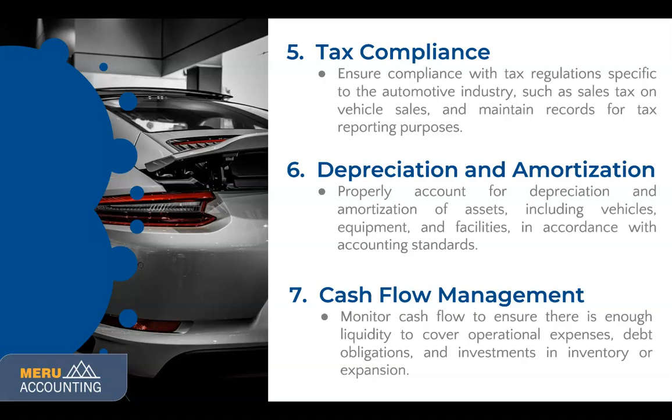Sixth, depreciation and amortization. This is the accounting of the depreciation and amortization of assets such as vehicles, equipment and facilities according to accounting standards. This involves systematically allocating the cost of these assets over their useful lives, ensuring accurate financial reporting and compliance with regulatory requirements. Proper accounting for depreciation enhances financial transparency, aids in asset management and supports informed decision making regarding asset utility and replacement.